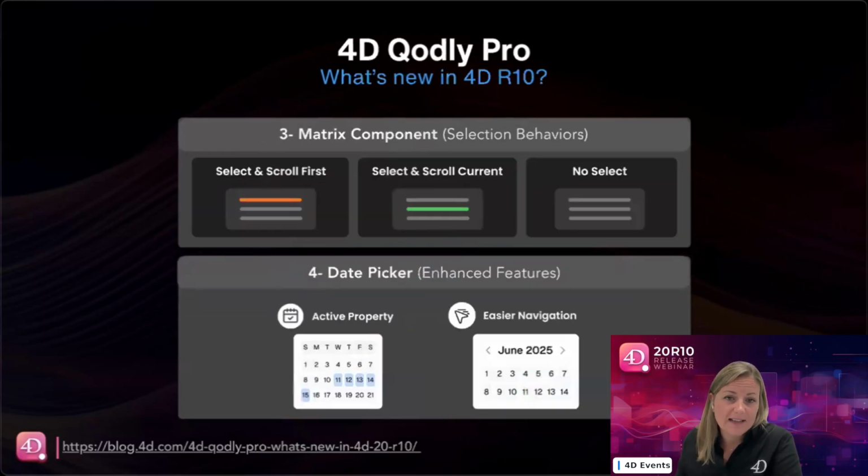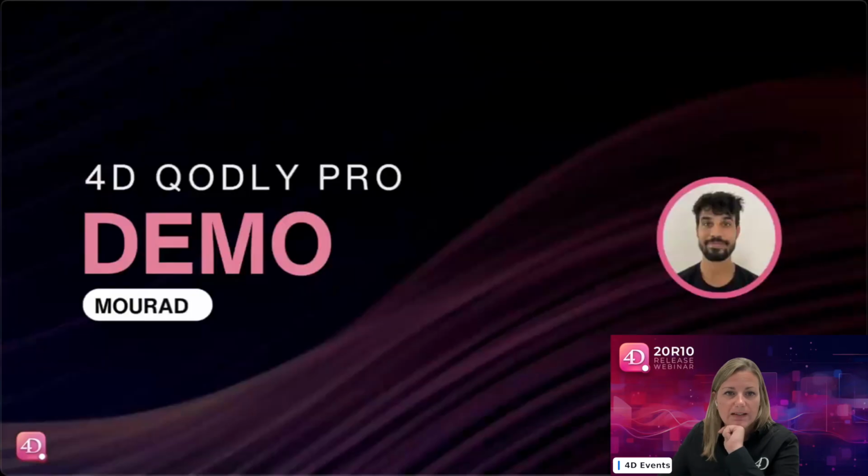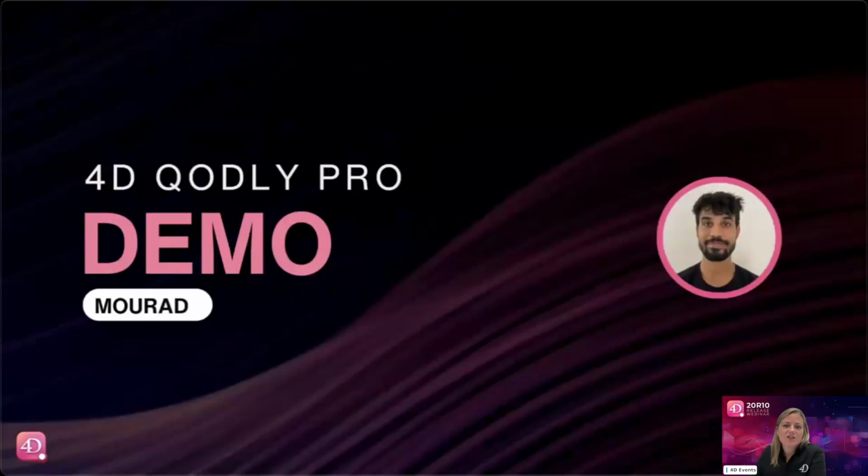Also, on the UI side, the matrix component adds more control over selection behavior, and the date picker is easier to navigate with dynamic date control. You can also fully style the select box search bar with CSS, and users get automatic connection status messages with no extra code. Let's see it all in action.